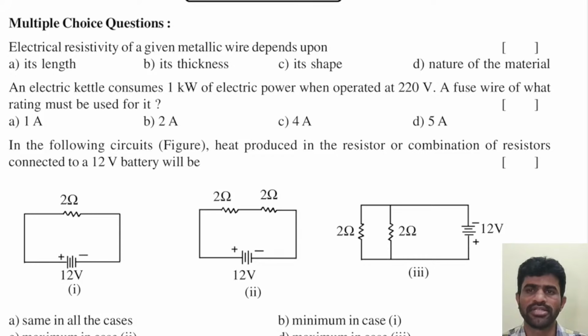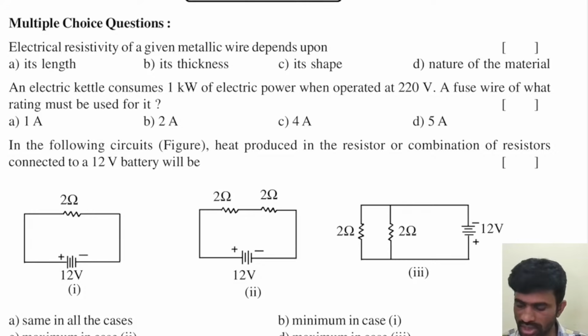See, we all know resistance depends on length. Resistance of a conductor depends on length, on area of cross section, on thickness. But resistivity does not depend on length or any dimension. Resistivity depends only on the nature of the material. Material to material it will change, but it does not depend on length, area, thickness or shape of the conductor.